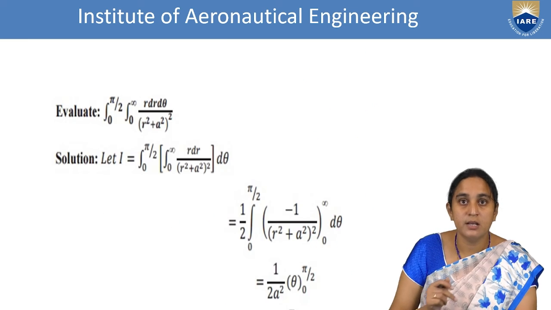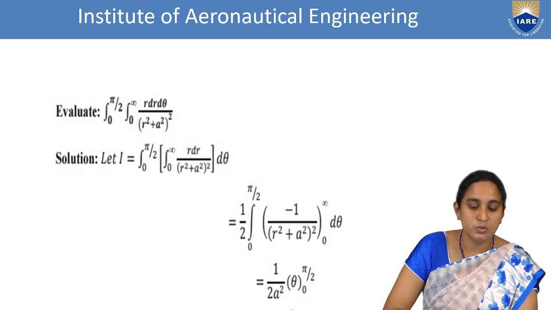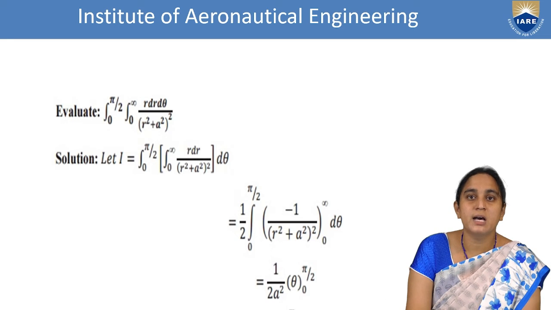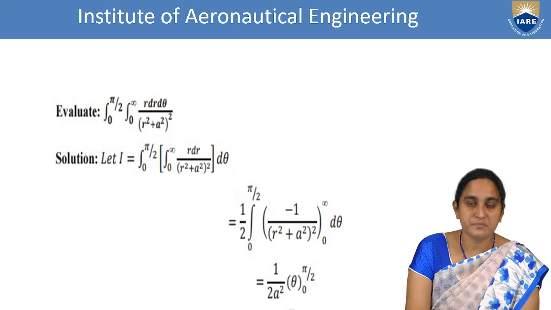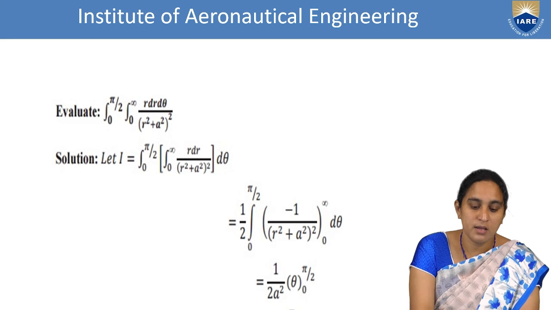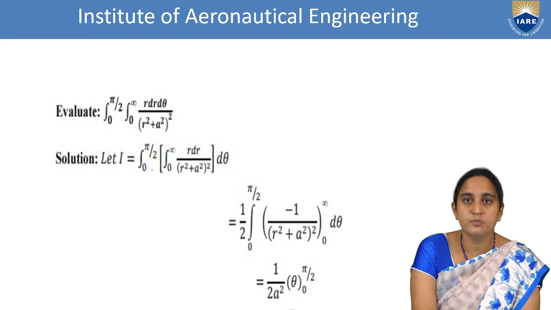That's the third question. Evaluate integral 0 to pi by 2, integral of 0 to infinity, r dr d theta by r square plus a square whole square. Same as previous questions. What is the concept of the polar form? Polar form means first we have to integrate with respect to r, and after that integrate with respect to theta. Here, what about the given question?